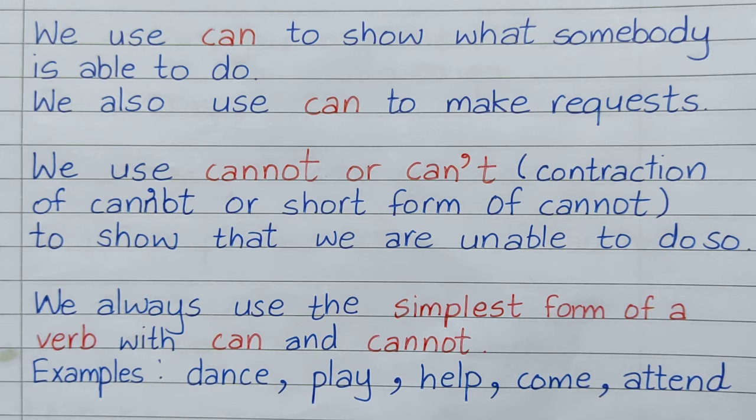We use can to show what somebody is able to do. We also use can to make requests. We use cannot or can't, the contraction or short form of cannot, to show that we are unable to do so. We always use the simplest form of a verb with can and cannot. Examples: dance, play, help, come, attend.